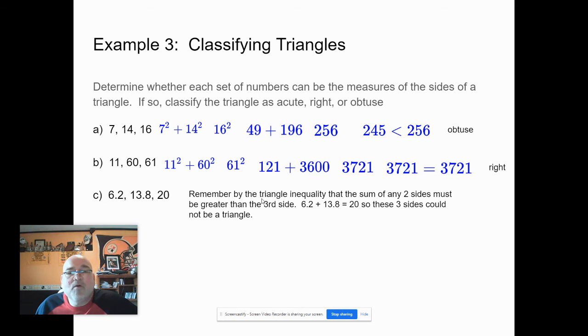And since I kind of spoiled it because I gave it away too quickly, 6.2, 13.8, and 20. Well, remember, by the triangle inequality, the sum of any two sides must be greater than the third side. So if we add 6.2 plus 13.8, we get exactly 20. Therefore, these three sides cannot be a triangle. No need to do the Pythagorean theorem because it can't be a triangle. And that is lesson 8.1.